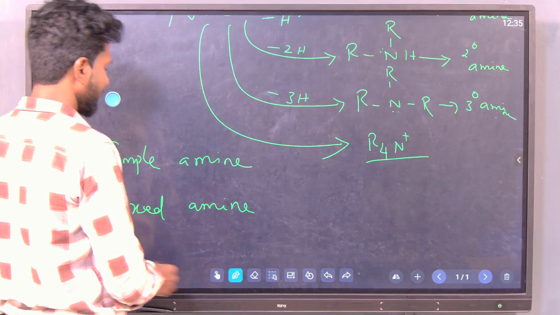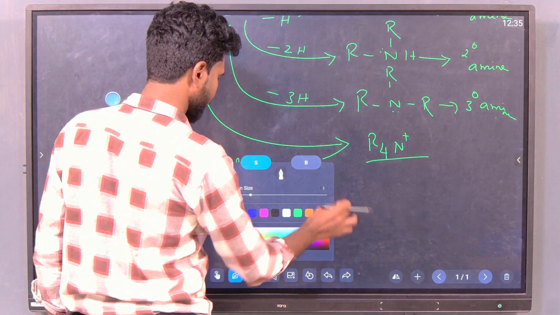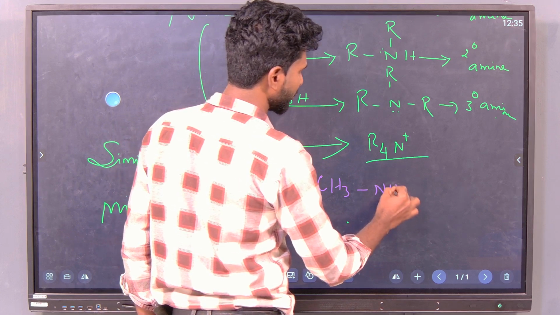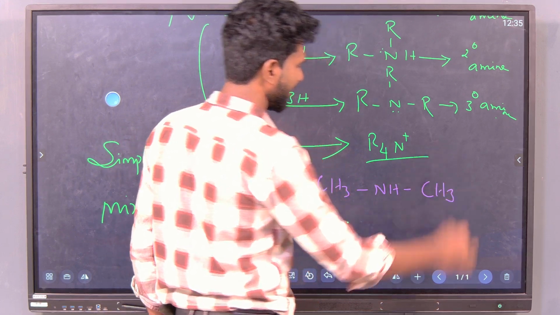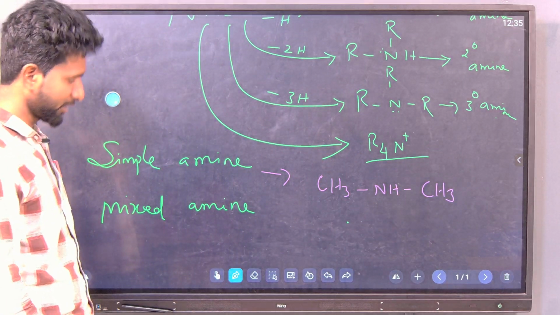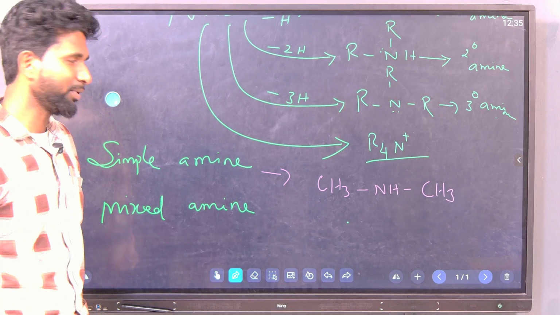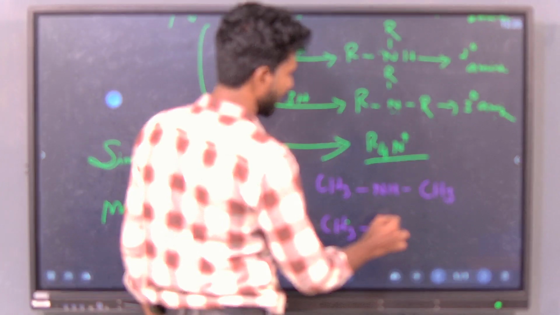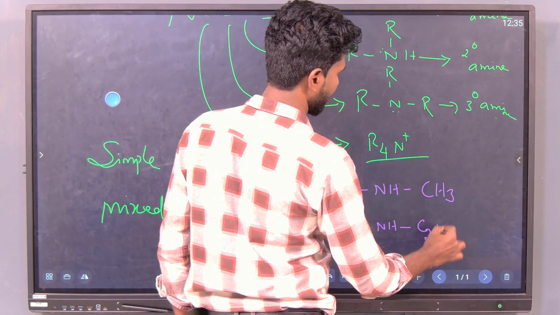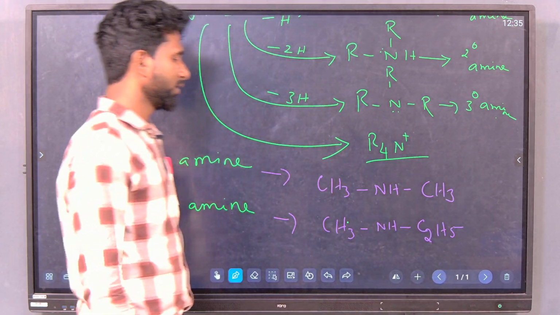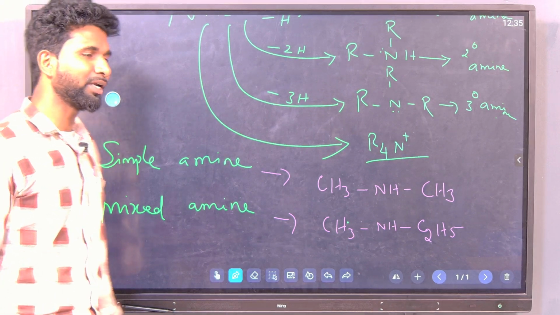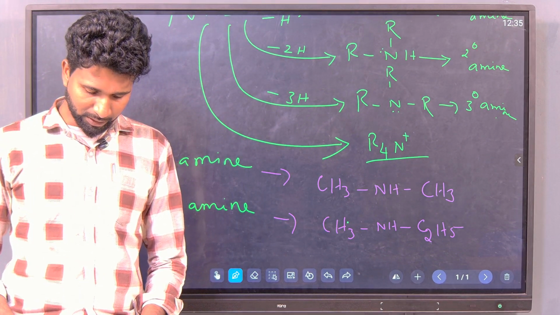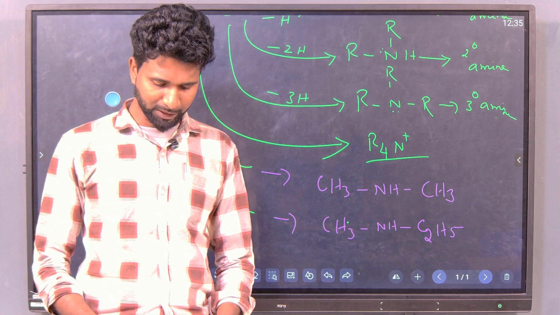Example: CH3NHCH3. That is a simple amine, a symmetrical amine. Then a mixed amine, CH3NHC2H5. These are the examples. That is an unsymmetrical amine.